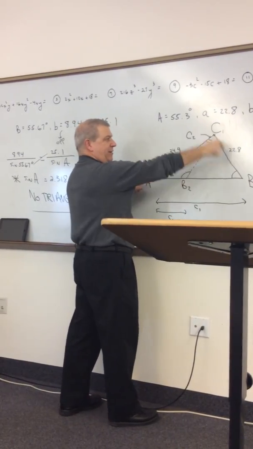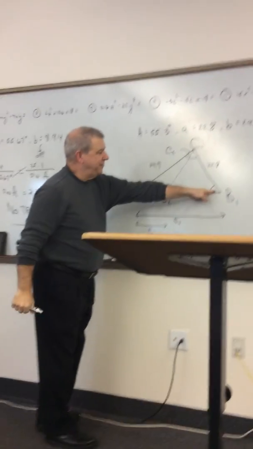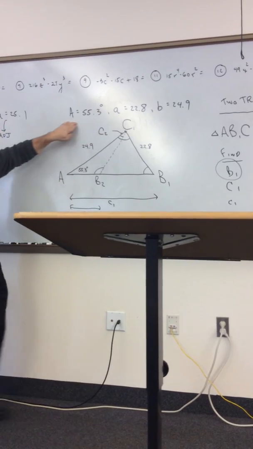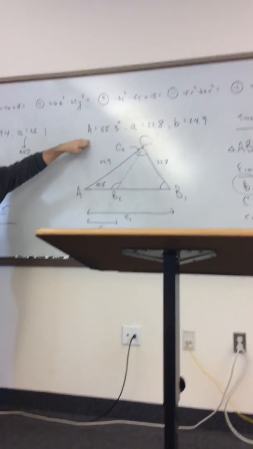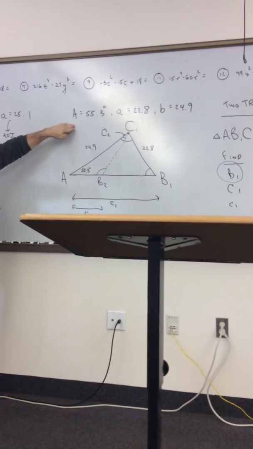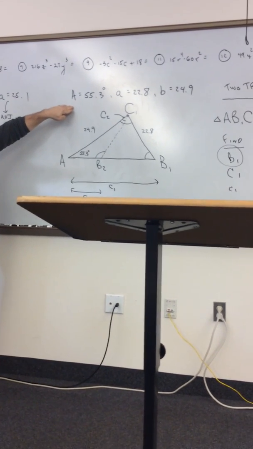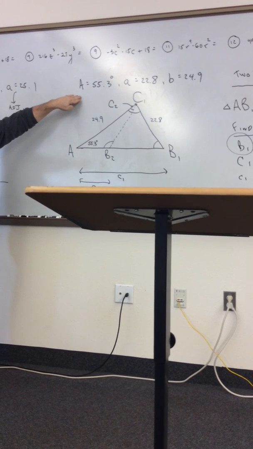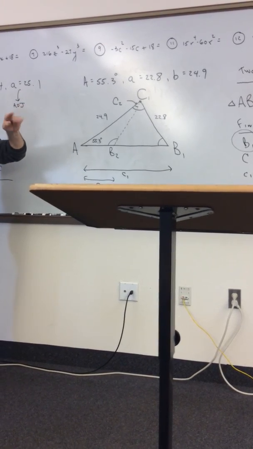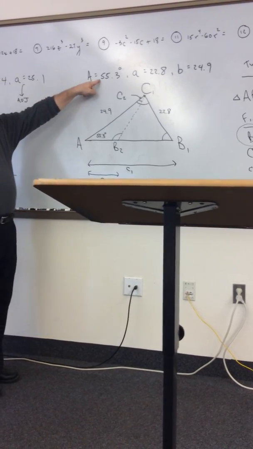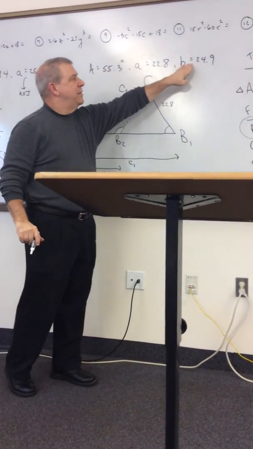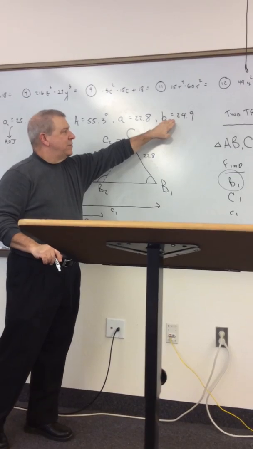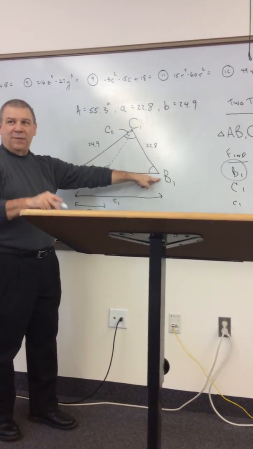See the big triangle there? How would you find angle B sub 1? Look, look. You know all that. What are you going to write? You're going to set up a what? Just like you've been doing since last week. Oh man, come on. Everybody should know what I'm asking here. Chris. 22.8 over sine 55.3 equals 24.9 over the sine of B sub 1.